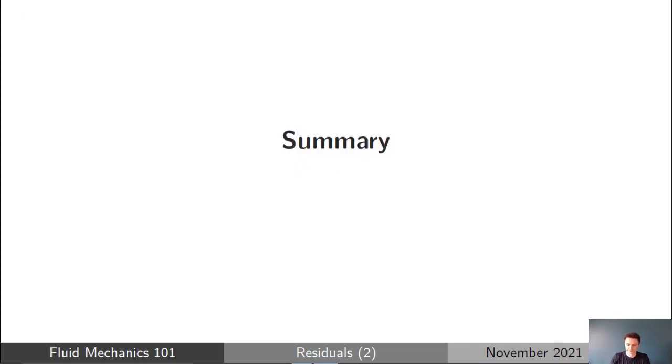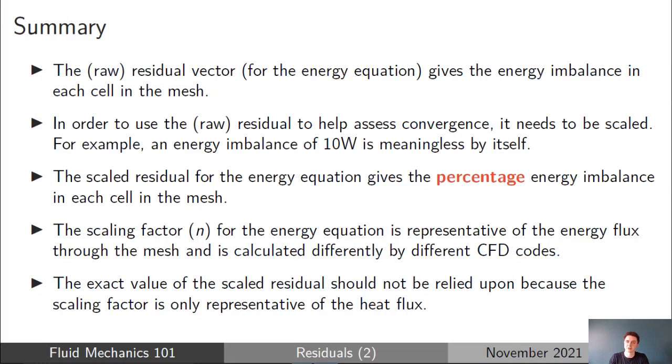scale our residuals. So just to wrap up with a quick summary of what we've talked about today, remember that raw residual, when we calculate it directly from the energy equation, we substitute our current solution, T, into AT minus B, and that gives us the local energy imbalance in every cell in the mesh as a vector. And we need to scale this vector because the energy imbalances by themselves don't tell us anything about whether our solution is converged. So for example, with an energy imbalance of 10 watts in a cell in the mesh, we don't know if we're very close to convergence or if we're very far away from convergence.